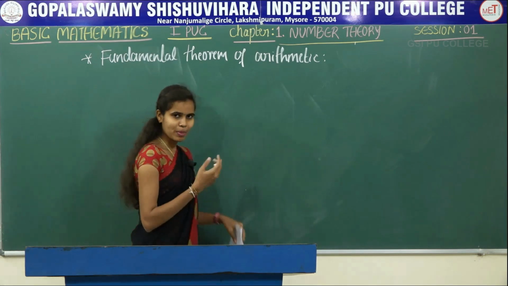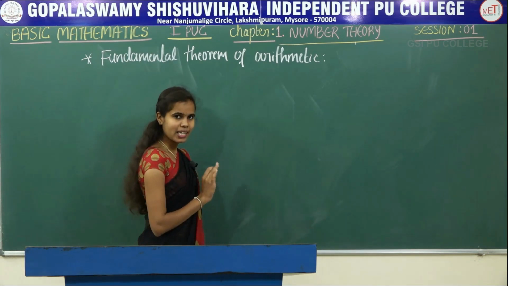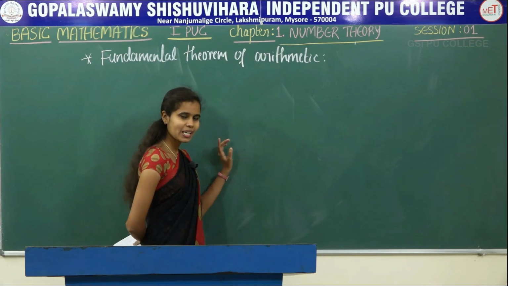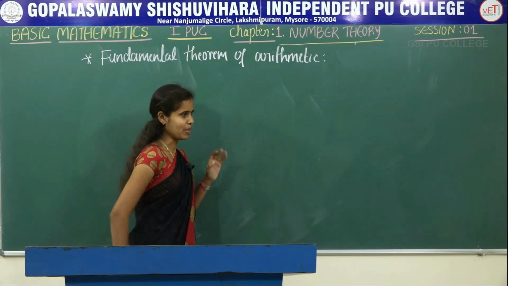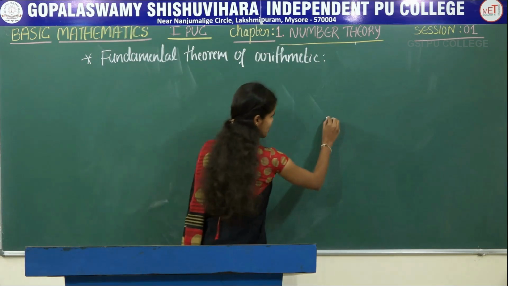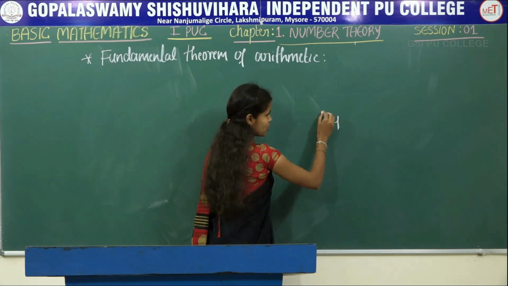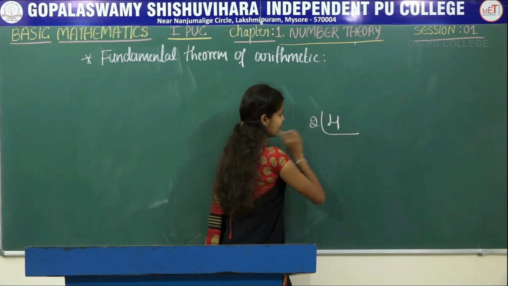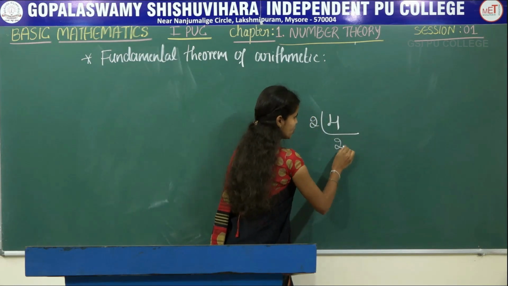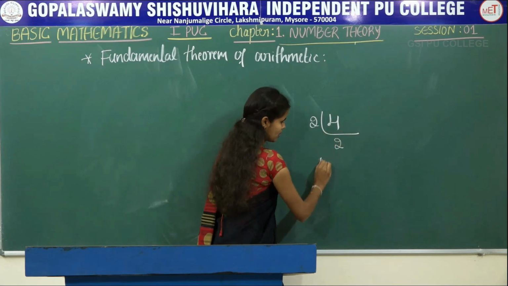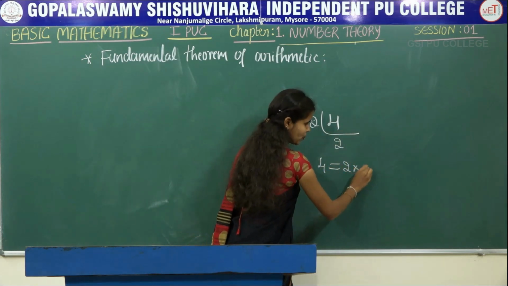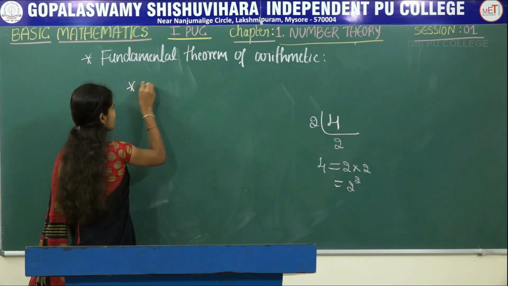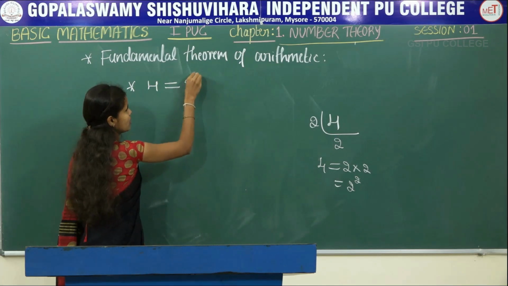Prime factorization method means divide a given number by only prime numbers until we get a prime number. For example, consider the composite number 4. Divide using the prime factorization method. First divide by the prime number 2. So 4 can be written as 2 into 2, or 2 squared.